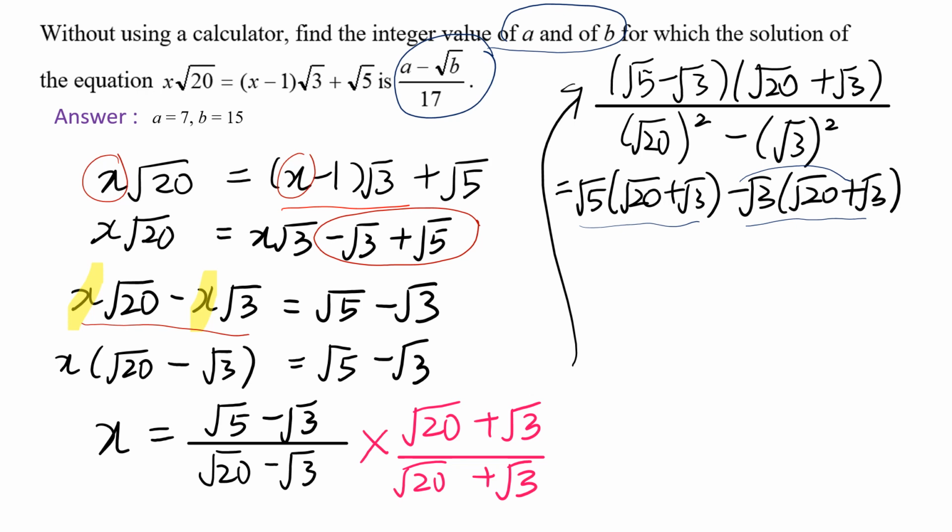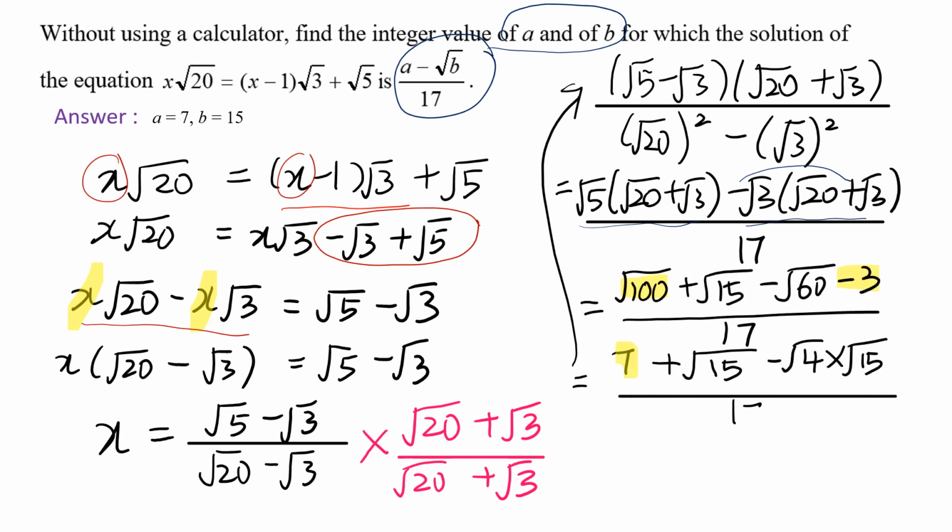Then for the denominator, just use a calculator to work it out. Don't be too hard on yourself. Whatever you can use a calculator for, go ahead and use it. And then simplify further. Square root 100 will be 10. 10 minus 3 will give you 7, the one highlighted in yellow. And then this one here, 60. The factors will be 4 times 15. We use 4 times 15 because 4 is a perfect square.